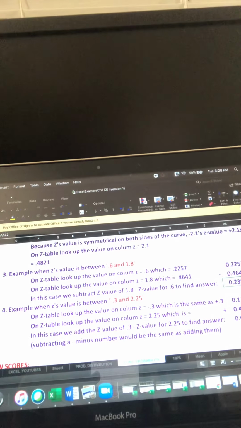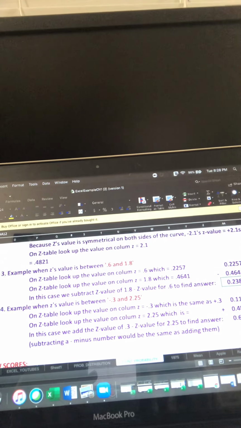Finally, we have an example of when the z value is on both sides of the table.